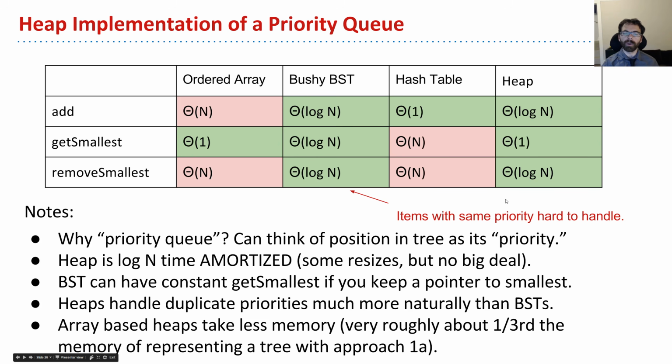Now, priority, what? Well, this brings us to an important question. Why is this thing called a priority queue? Well, we could think of its position in the tree as its priority. The thing that's at the root is the highest priority item. It's the thing that is going to come out of the priority queue as soon as possible.